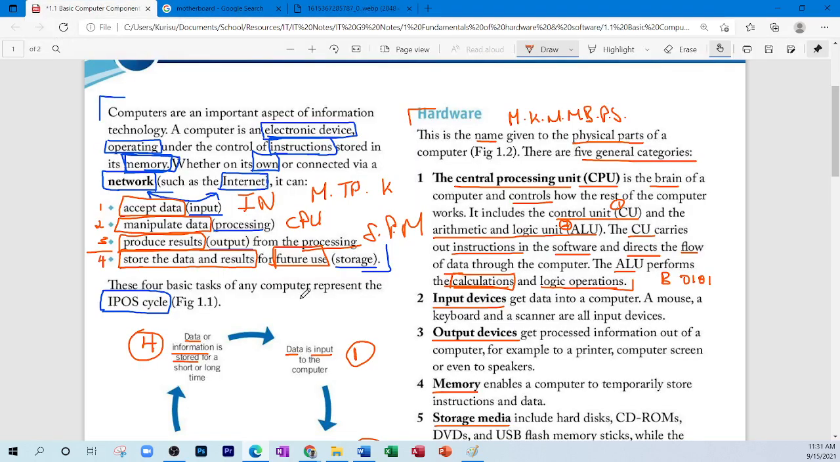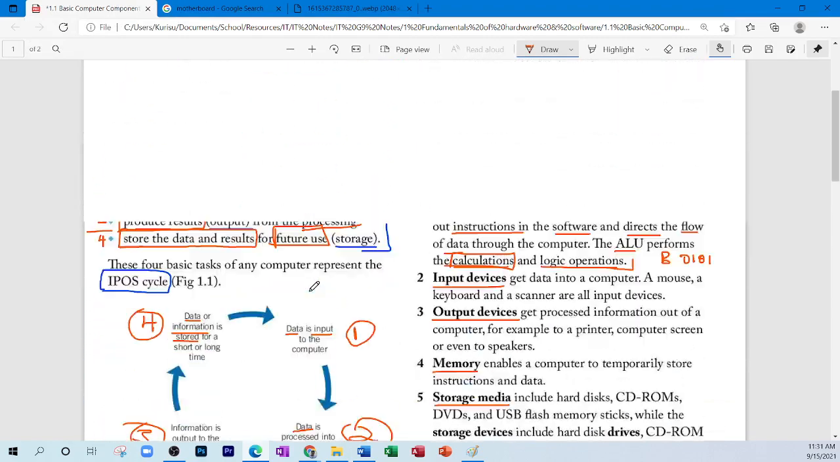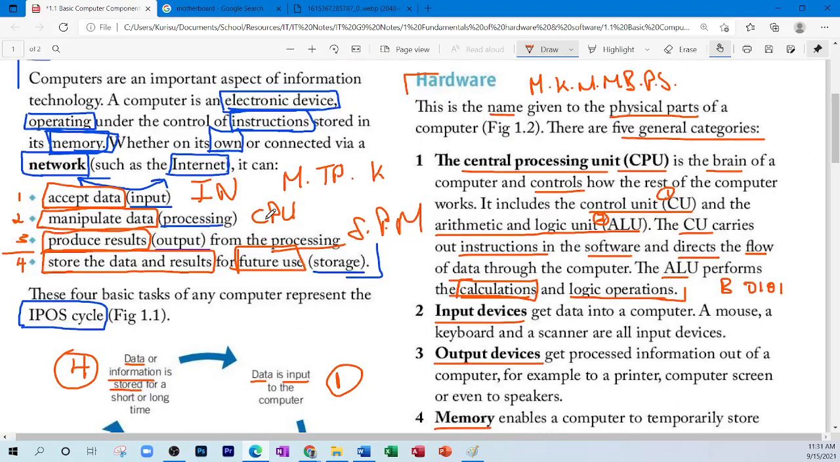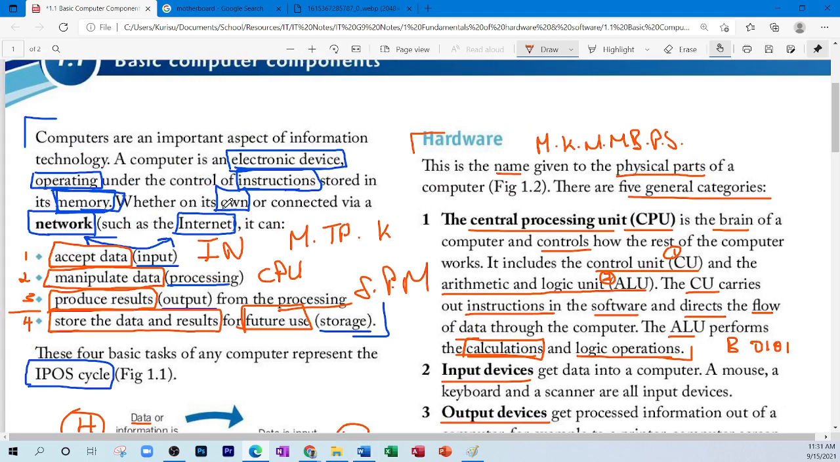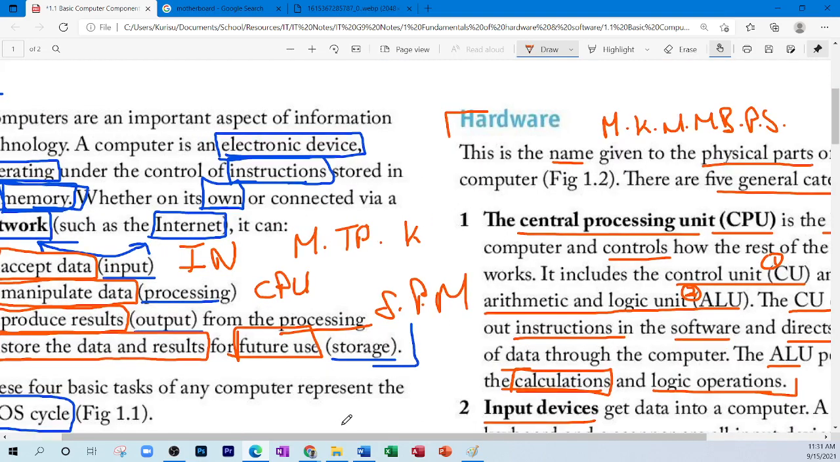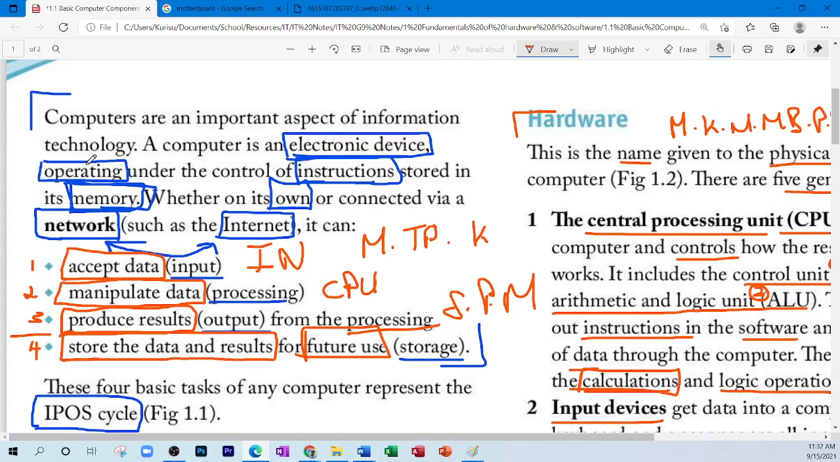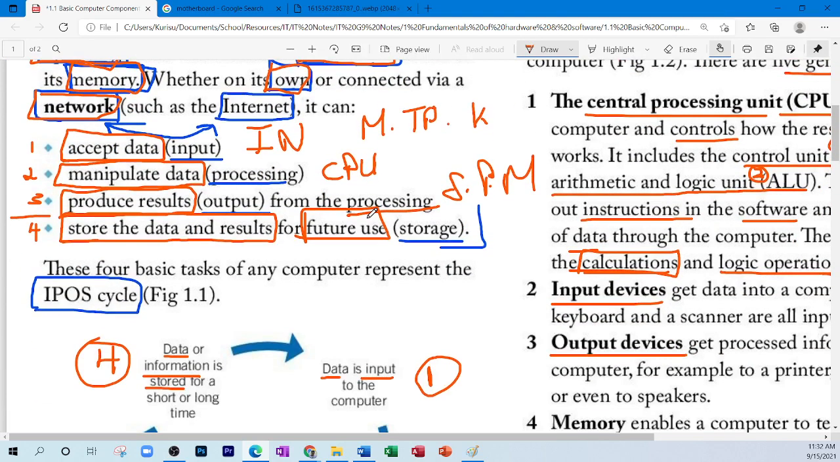Alright, so we're at 11:31. So we're going to review what we looked at so far. What have we covered so far in this chapter? In revision, we looked at what is a computer. A computer is an electronic device that operates based on instructions stored in its memory. That is how a computer functions. It can work on its own, or it can work connected to the internet.